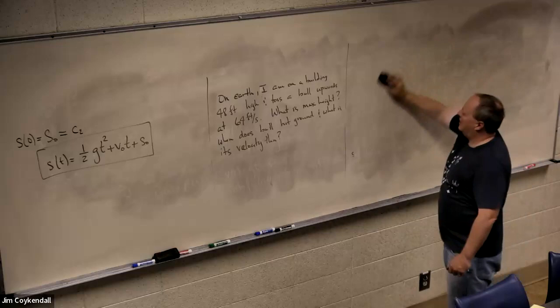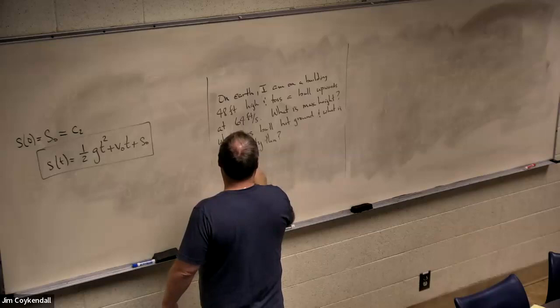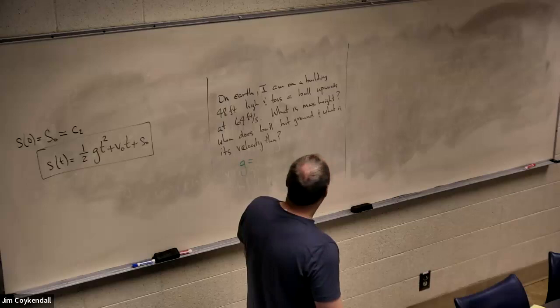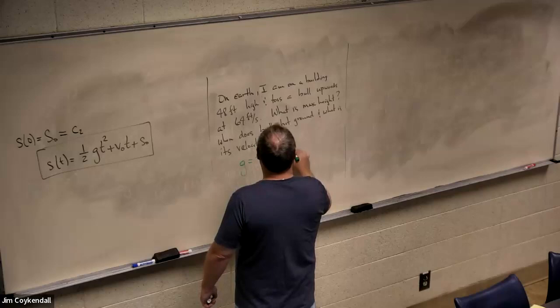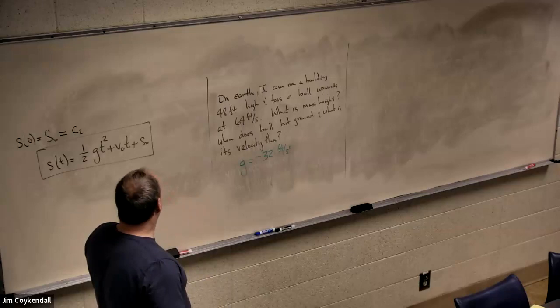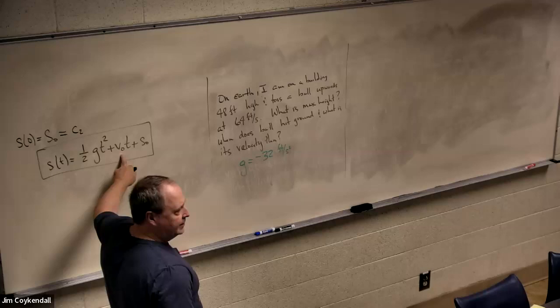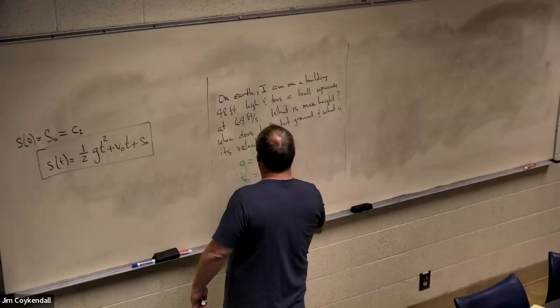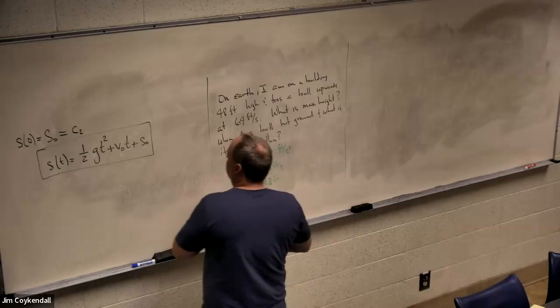In this case, before I get carried away here, what is G on Earth? I remember what the acceleration is. It's -32 feet per second squared. I've got some other letters to plug in. What's V zero? I think it's 64, because V zero is 64 feet per second. And S zero, that's your 48.